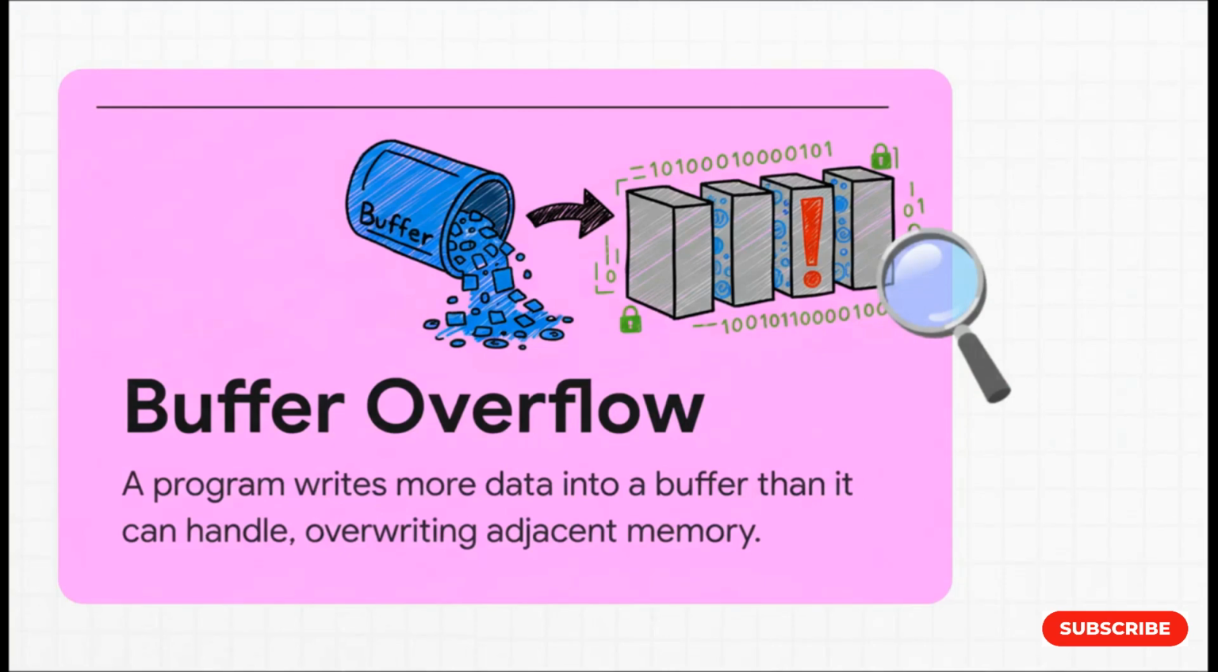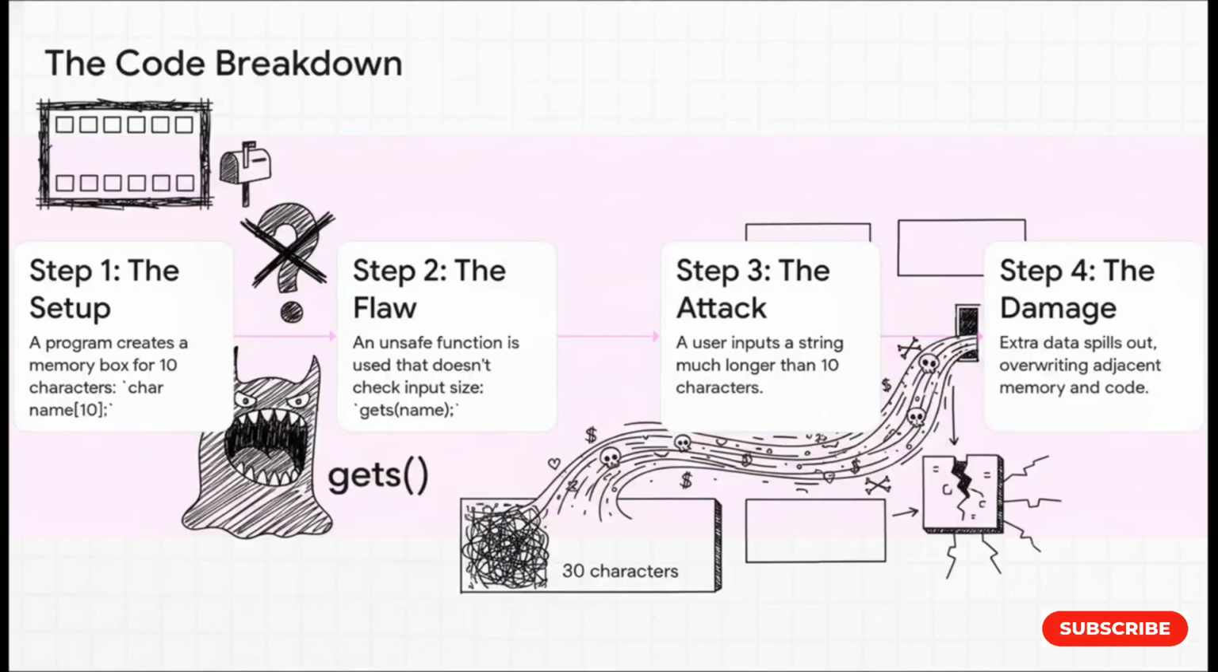So here's the crucial part. When the program writes way more data than the buffer can actually handle, that extra data doesn't just vanish. It gets written right on top of whatever happens to be next to it in the computer's memory. And what's next to it can be really, really important stuff. Let's just walk through the steps.